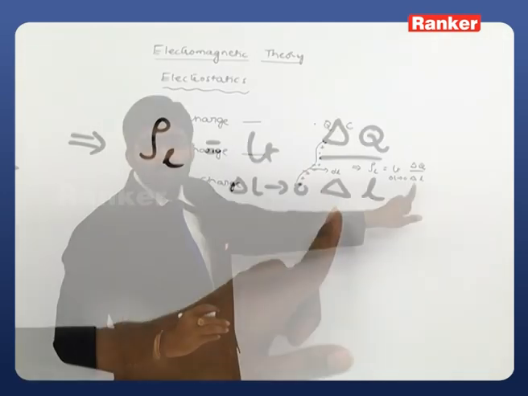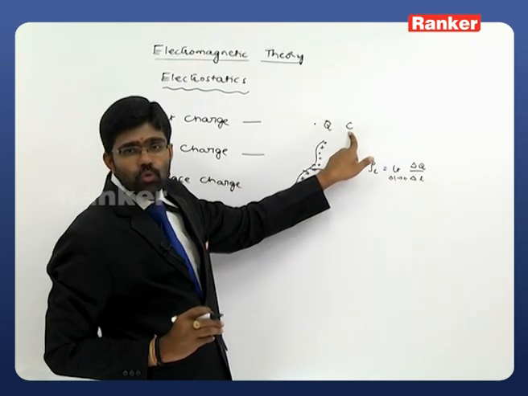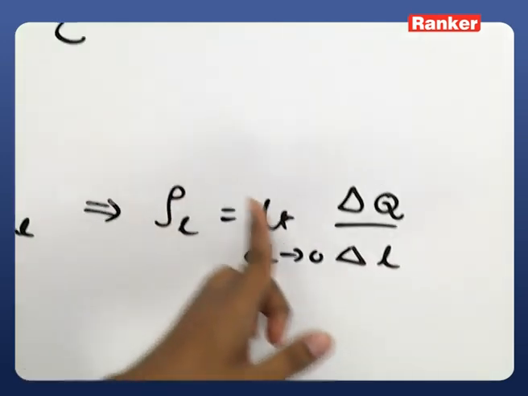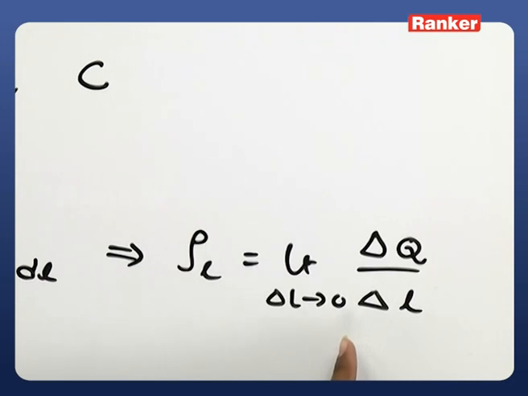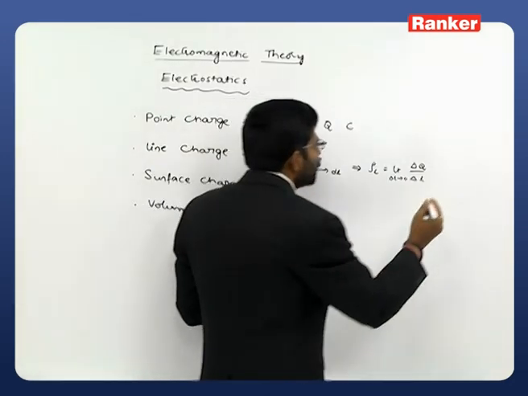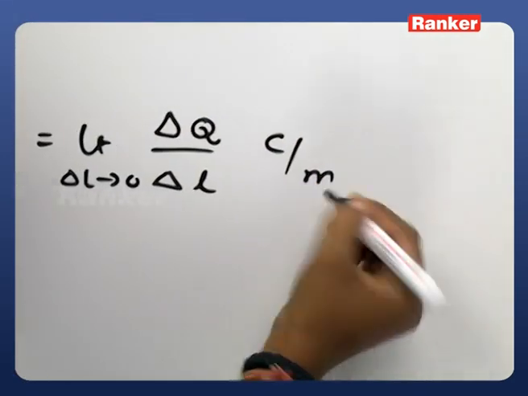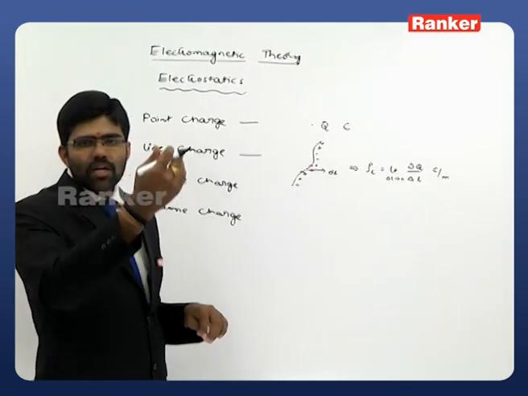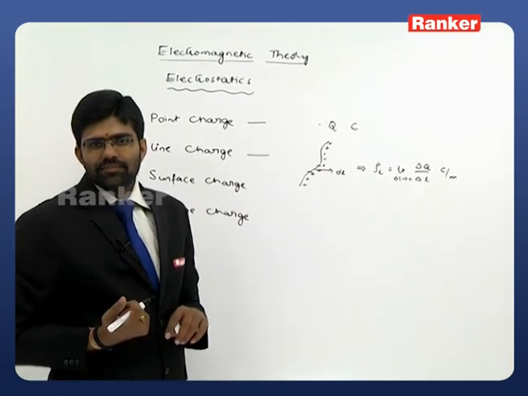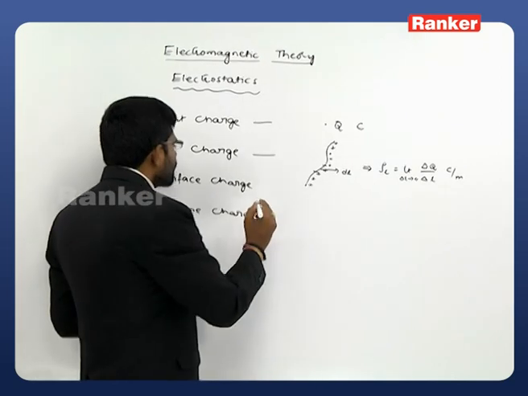Now observe the units. In our previous case the unit was just coulomb. Now what are the units for line charge density? Since it is a charge density, the units are coulomb per meter, the charge per given length. Next, observe the surface charge.